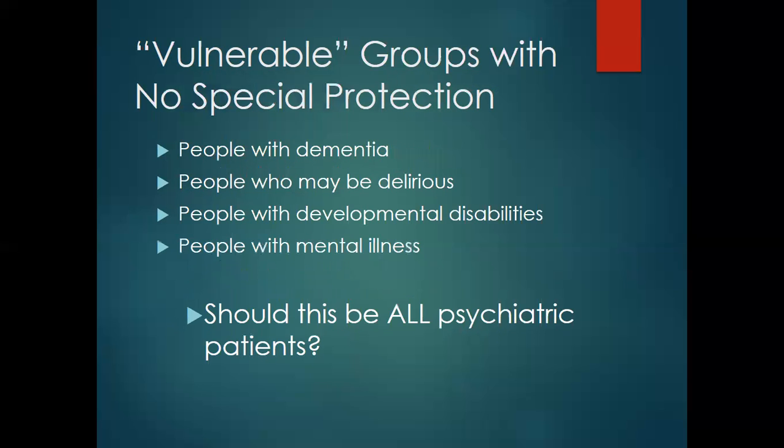It is interesting, groups without special protection, although this is shifting: people with dementia, people who may be delirious, developmental disabilities, mental illness. So it raises the question: should all psychotic patients be considered vulnerable, depending on what stage they may be in of a specific disease state? As an example, in one of the cases we talked about, a woman gave consent, and then in the evening was very confused and didn't understand what was going on and why they were trying to do things, while she had consented during the day.